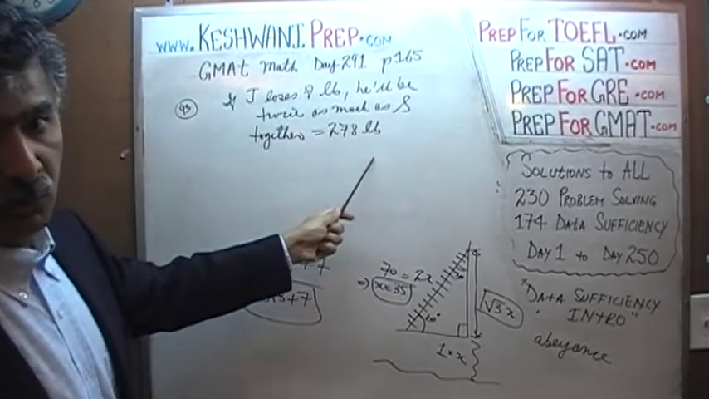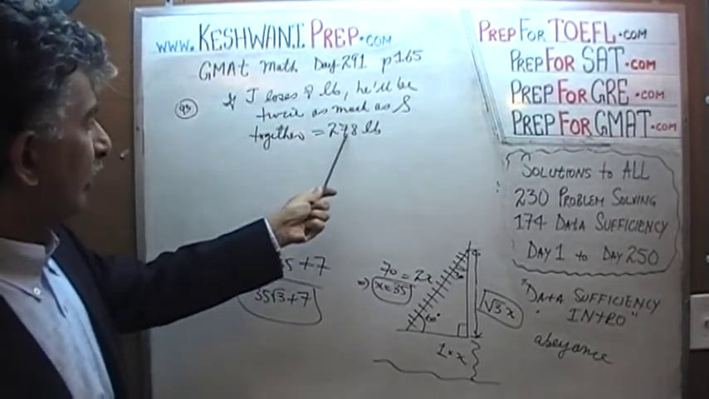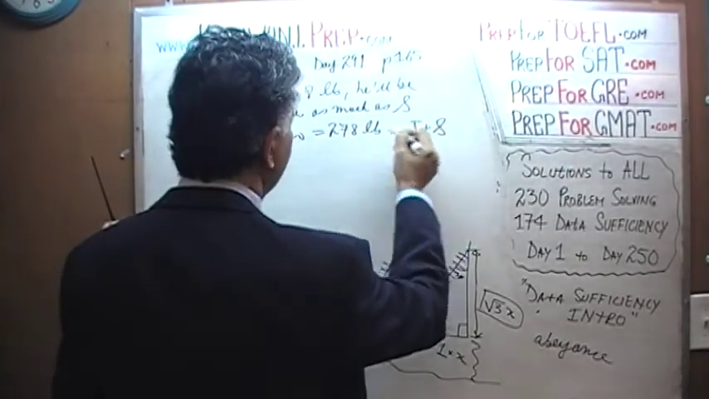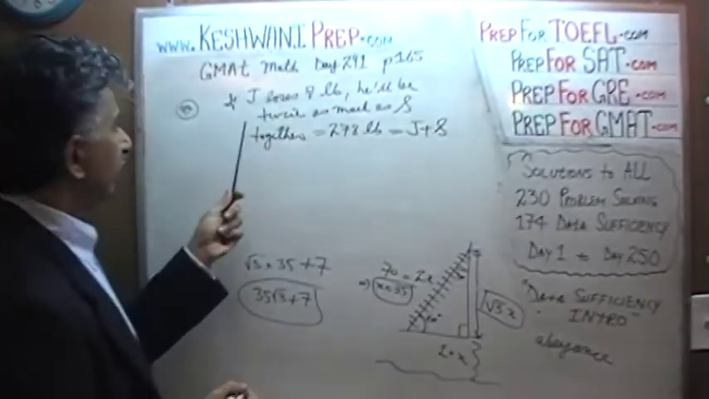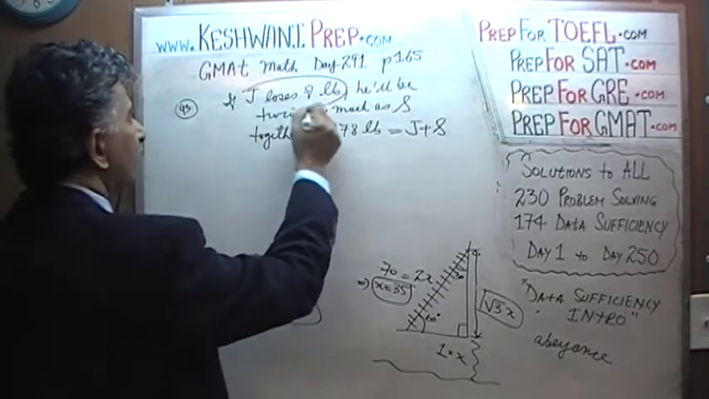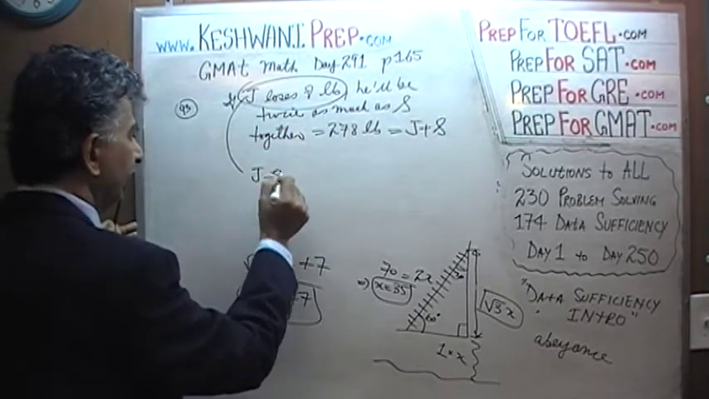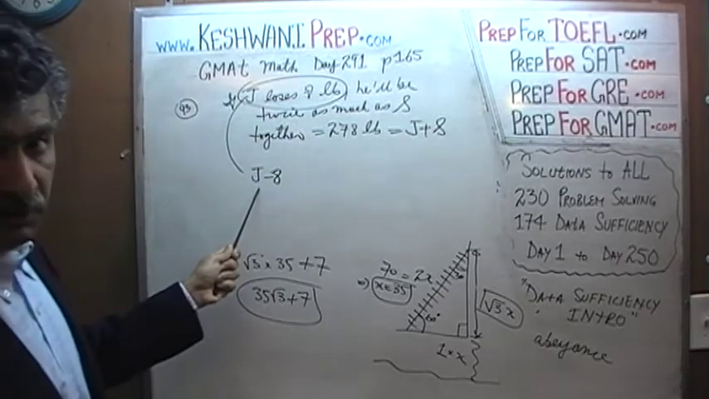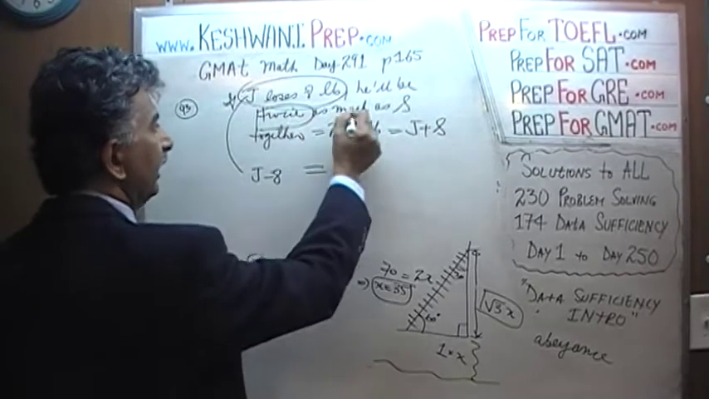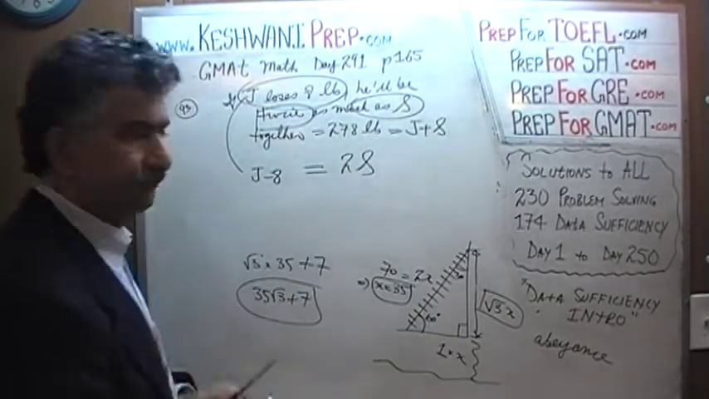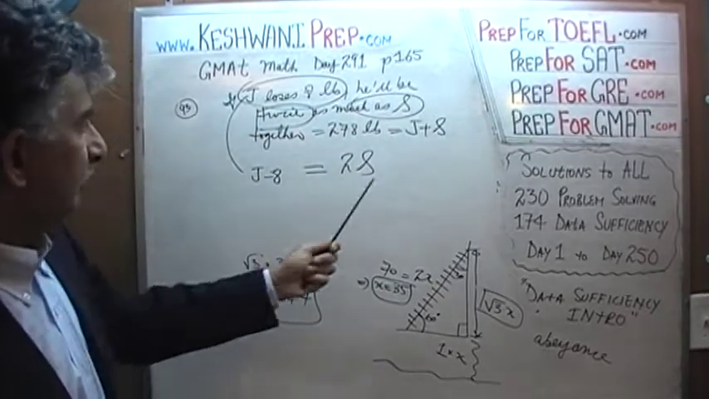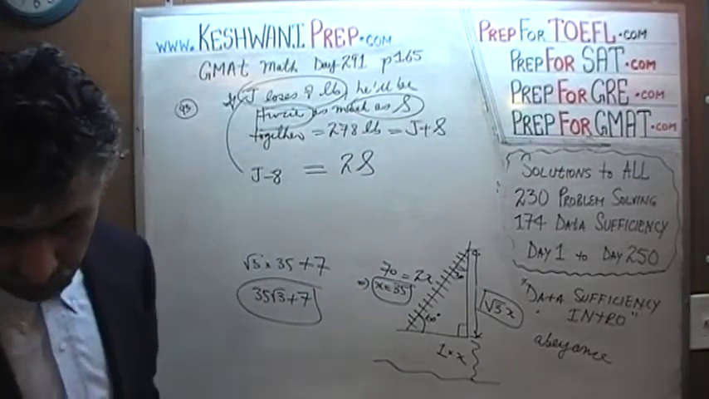So there are two equations here. The first equation is quite straightforward. Together they weigh 278 pounds, which means J plus S equals 278. That's our first equation here. The second equation is that if Jack loses 8 pounds, that's J minus 8, if that were to happen, then the quantity that we'll get here is going to be twice as much as S, 2 times S. And there is our first equation, 278 equals J plus S. That's it, we substitute in there and solve for whatever they're asking for.